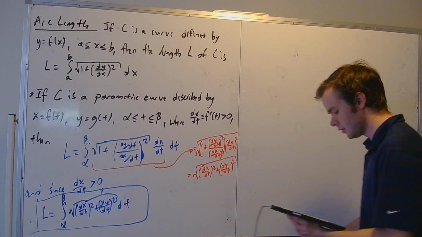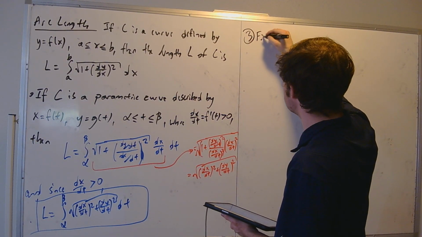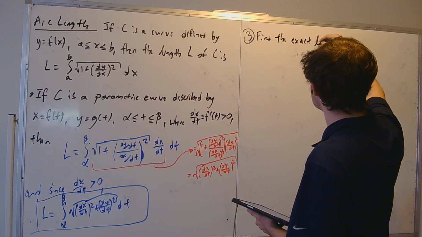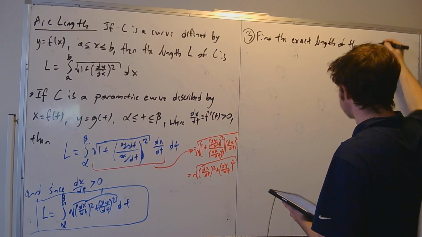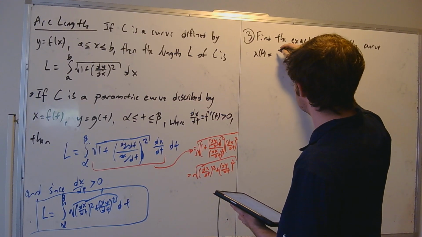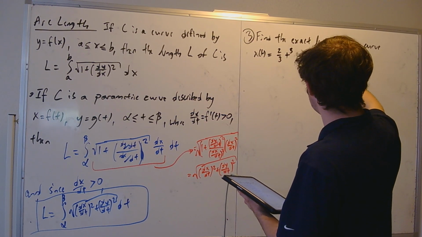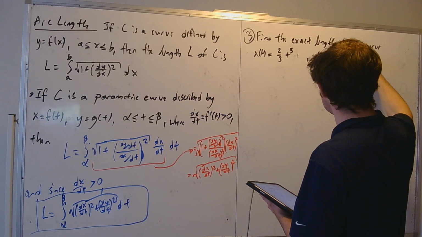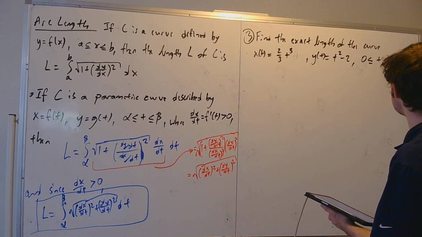Okay, now the last thing we want to do very quickly is just go through an example of how to do this. So find the exact length of the curve x of t equals 2/3 t cubed and y of t equals t squared minus 2, and 0 less than or equal to t less than or equal to 3.